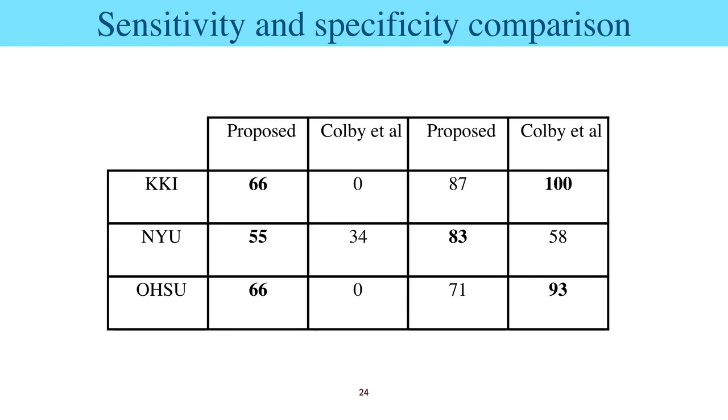We also compared the sensitivity and specificity of our approach. We just compared it with Colby's technique because we didn't have the result of the competition, so we couldn't compare our result with them. And for all of these three data sets, we got more than 50% sensitivity, and we got comparable and good specificity for all of these three data sets. In comparison, Colby's technique got 0% sensitivity for KKI and OSU. And actually, this comparison shows that our method is working really well in terms of sensitivity.